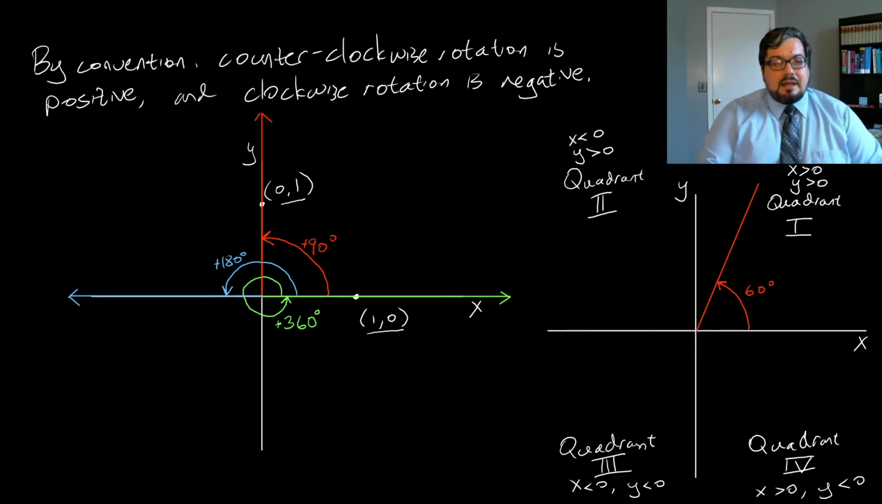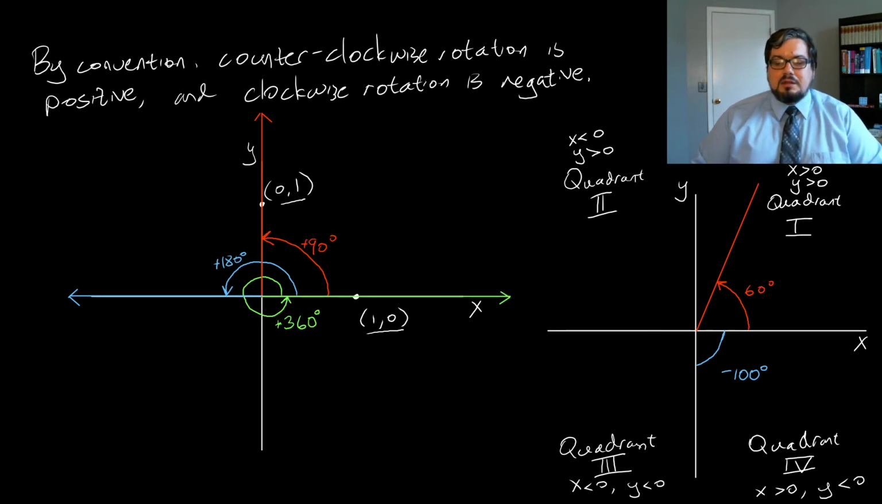So let's look at a few more angles. Let's think about where negative 100 degrees would be. Now, if we want negative 100 degrees, we're still starting with the positive x-axis because we always start with the positive x-axis. But now, because we've got a negative degree measure, we're moving in the clockwise direction from that. So we're starting with the positive x-axis and moving clockwise around the origin.